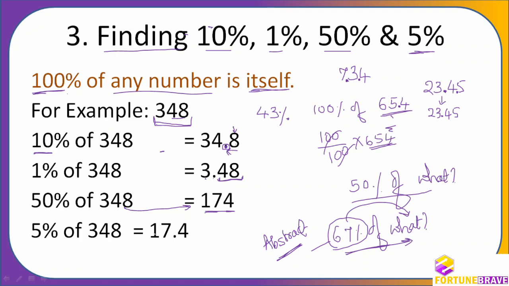348 we are going to find in two ways. One, if you know 50%, which is 174, then you can put a decimal after this and make it 17.4. Or you can halve the 10%, which is 34.8. Half of 34 is 17, half of 8 is 4, so 17.4. Both ways work.